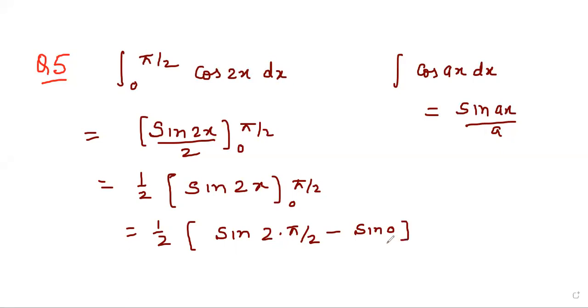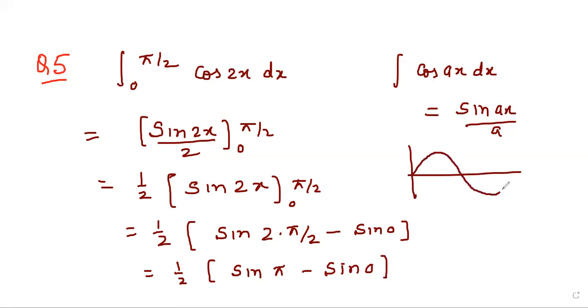So it will become 1 by 2 sine pi minus sine 0. If you remember, both values are 0 because graph of sine x is like this. This value is pi, which is 0, and this is 0. So both will be 0. So we will get 0. Let's go to question number 6.